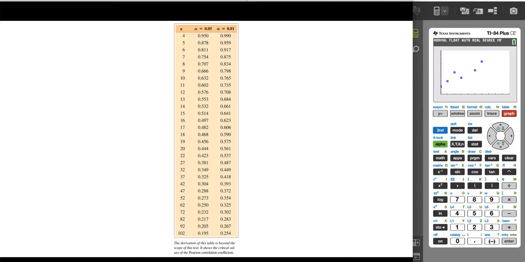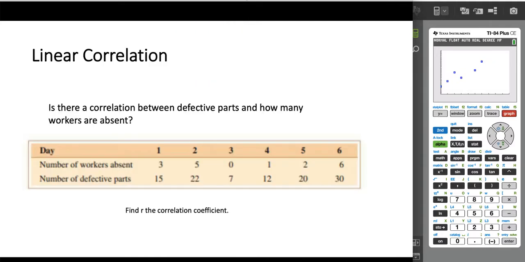All right, so I know this seems like a lot of information, but I promise you it's all going to come together. So is there a correlation between the defective parts and how many workers are absent? We have to find this correlation coefficient, and then we're going to compare it to the chart. To find it, we're going to do this on our calculator. I forgot to mention, we're going to compare this R value to the chart, and in this case we have 6 pieces of data. It's going to come up later. Don't worry about it right now.